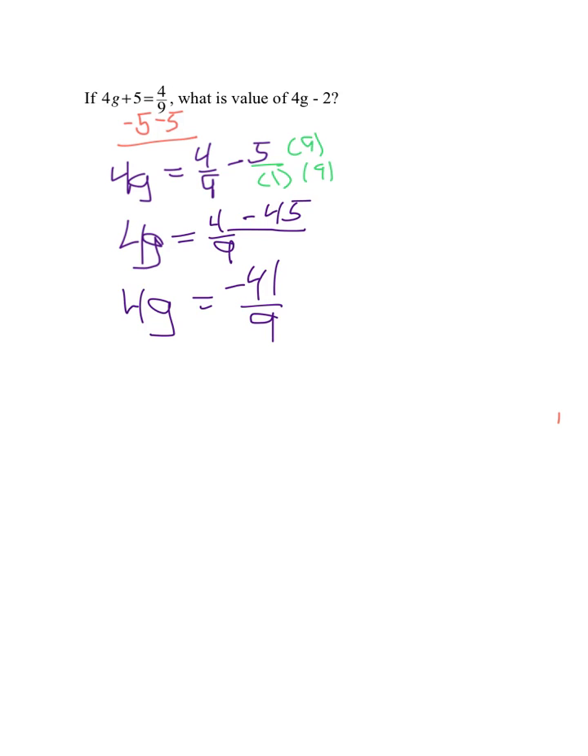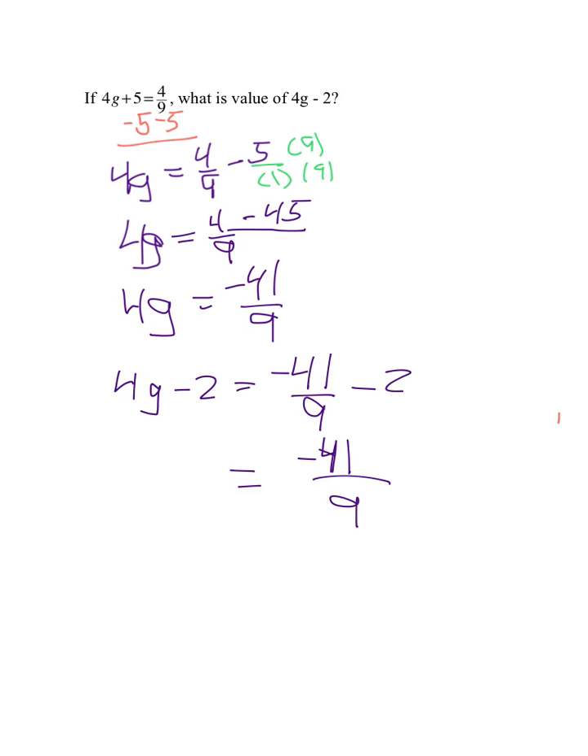And we want to find 4g minus 2. So pretty much what I want to do is I'm just going to subtract 2 from both sides. So I'm going to say 4g minus 2 equals negative 41 over 9 minus 2. And I'm going to kind of do the same thing. I need a common denominator of 9, so negative 41 stays the same. Since right now it's 2 over 1, we're going to multiply that numerator by 9. 2 times 9 is 18.